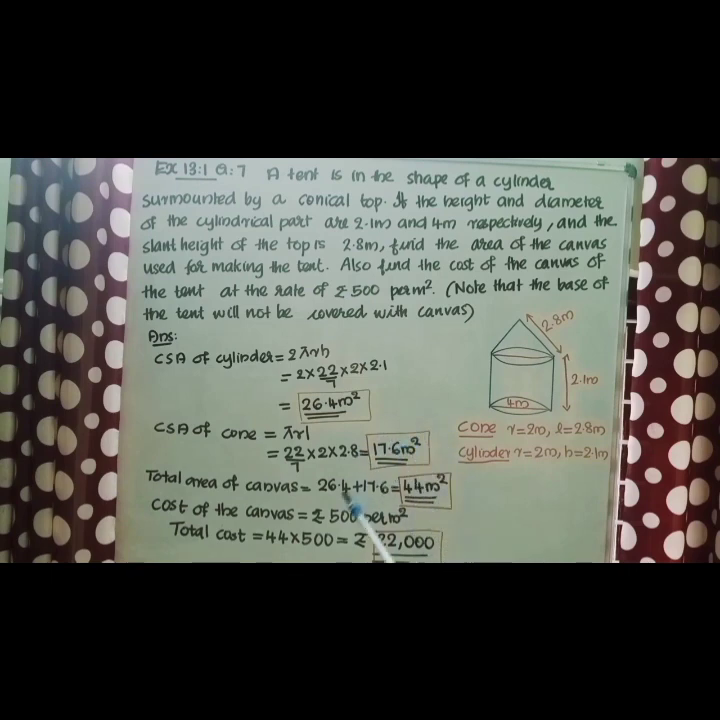17.6 meter square. So total area of the canvas equal to 26.4 plus 17.6, that is equal to 44 meter square. Here in the question it is given cost of the canvas is rupees 500 per meter square. Therefore total cost equal to 44 into 500, that is equal to rupees 22,000.